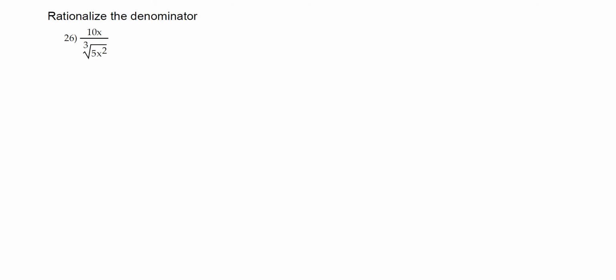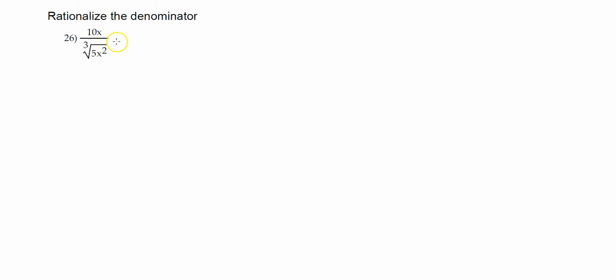Rationalize the denominator. We have 10x divided by the cube root of 5x squared. Okay, so to rationalize the denominator, when it's a cube root, we need everything in groups of 3 so that they can reduce out of the radical and have no more radicals in the denominator. Then everything in the denominator won't be irrational, it will be rational.